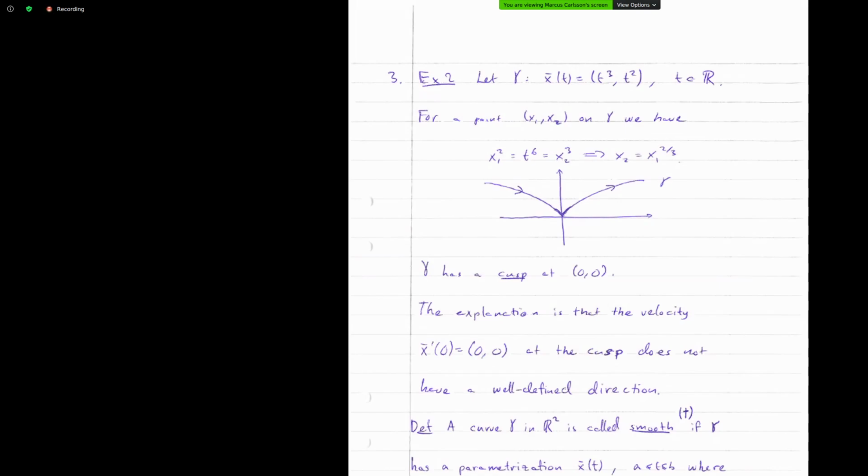So this is an exception, and we don't like that because we want to work with curves which have tangents and so on. So we're going to add a bit of terminology here and say that a curve is smooth if it has a parameterization which is differentiable functions. Of course, not even that is a necessity.